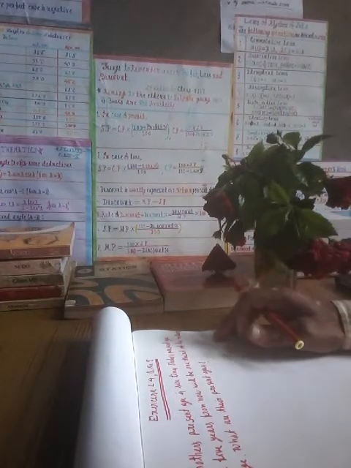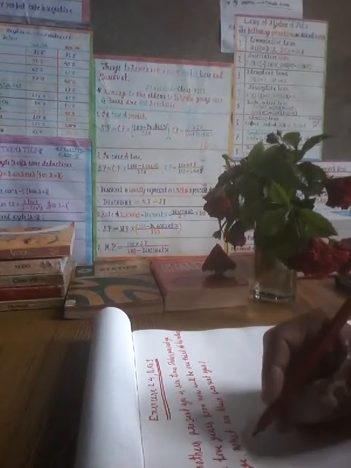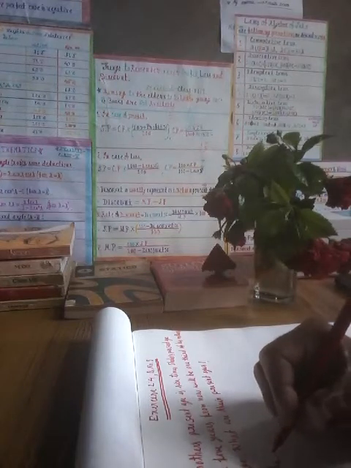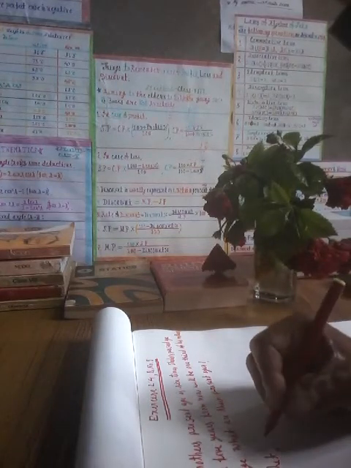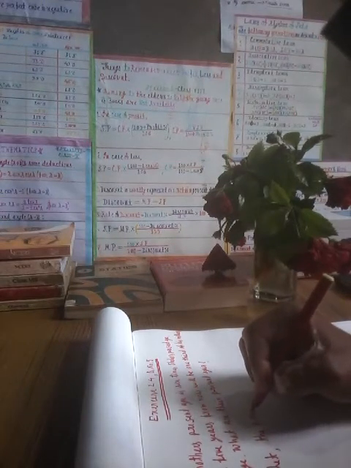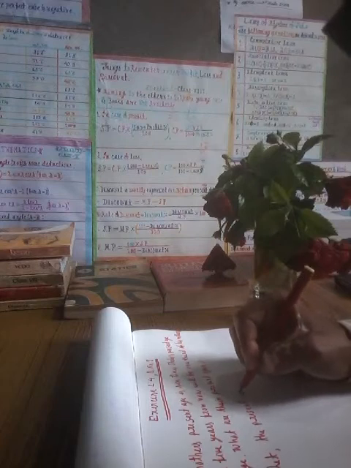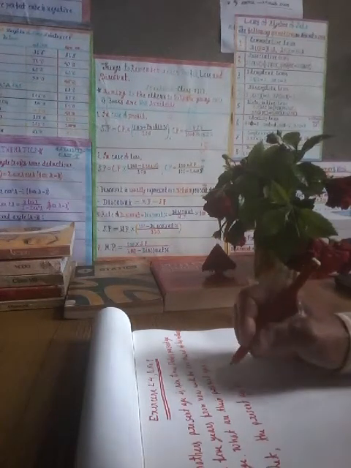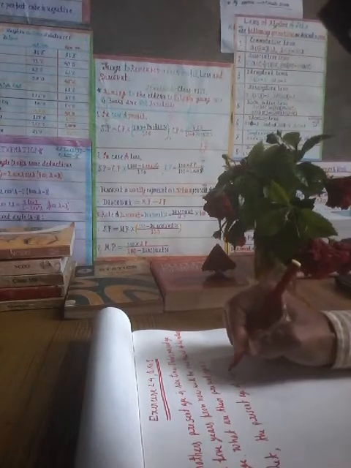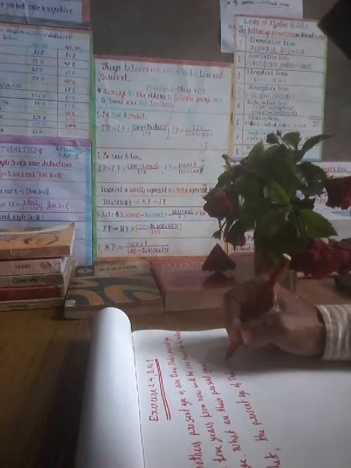Let us solve the question. You just write in this way. Let the present age of Subhu be equal to x years.